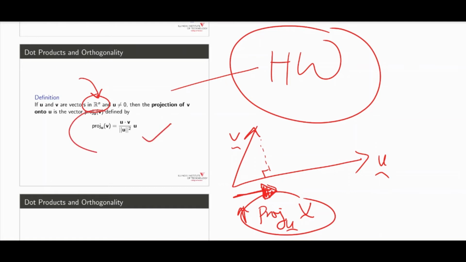And we are going to define projections in any Rn using these formulas, okay? So that's the concept of projections. This is a very important concept too. We're going to use that a lot.